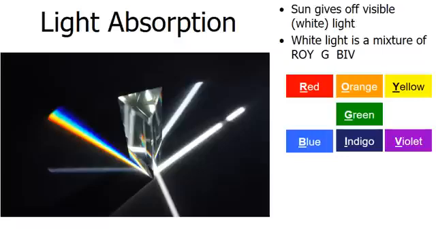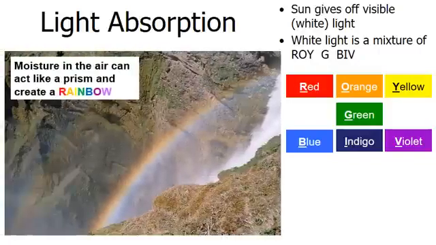Here's an actual picture of white light entering a prism, and you can see on the left-hand side a rainbow is coming out the back end. Moisture in the air can act like a prism and create a rainbow. You ever notice after it rains, you can sometimes see a rainbow in the sky, or in this case, near a waterfall. Because of all the moisture in the sky, the moisture separates the sunlight into the rainbow colors that you see.